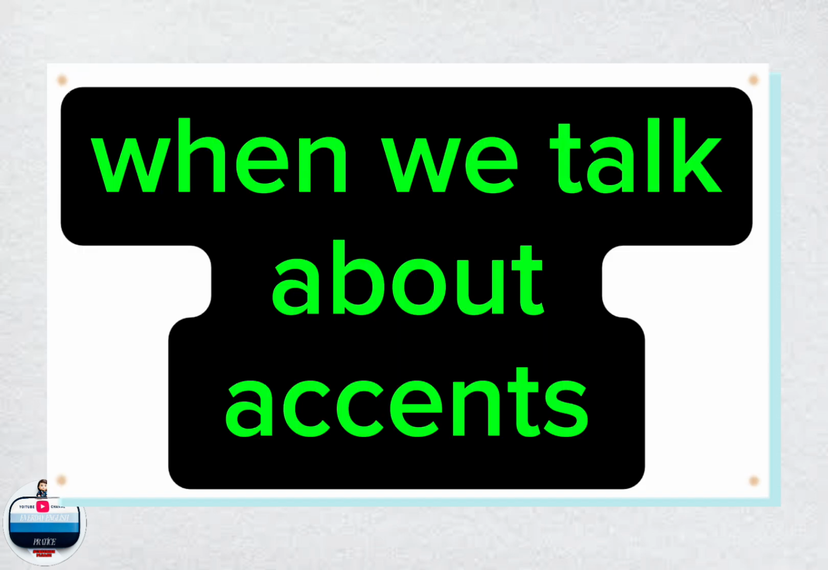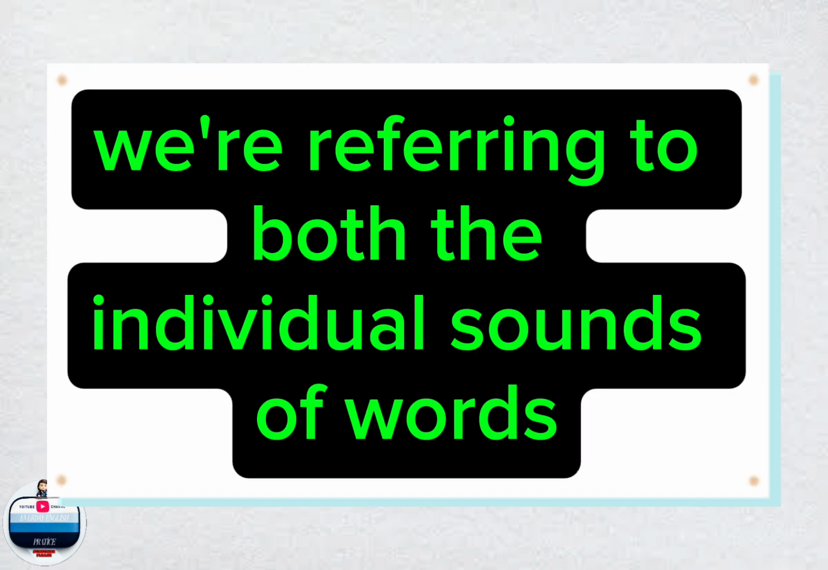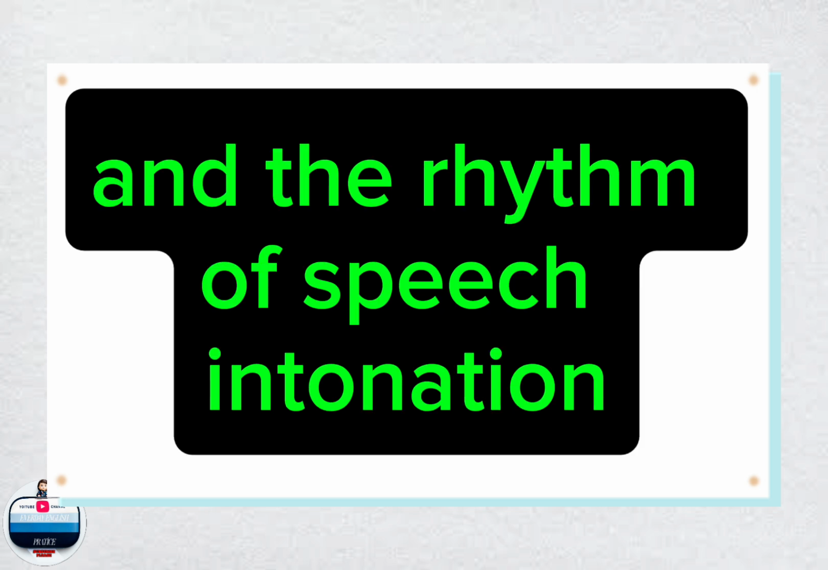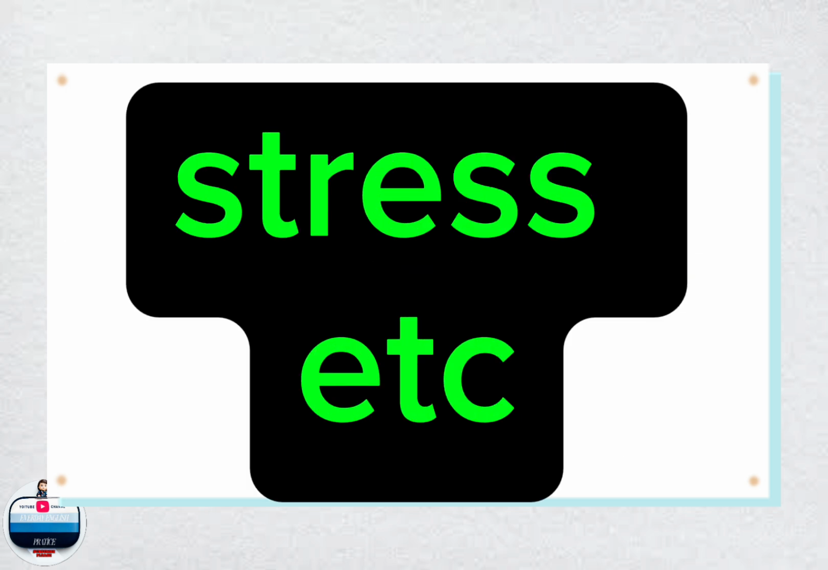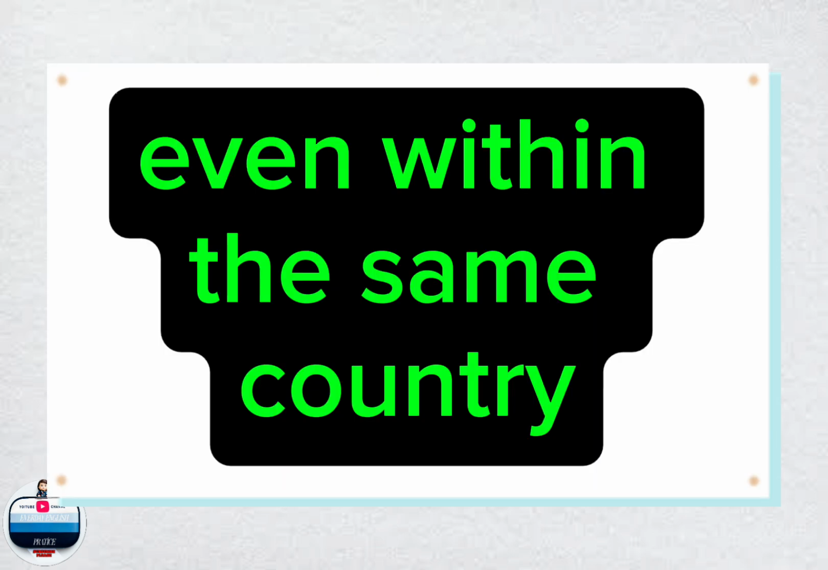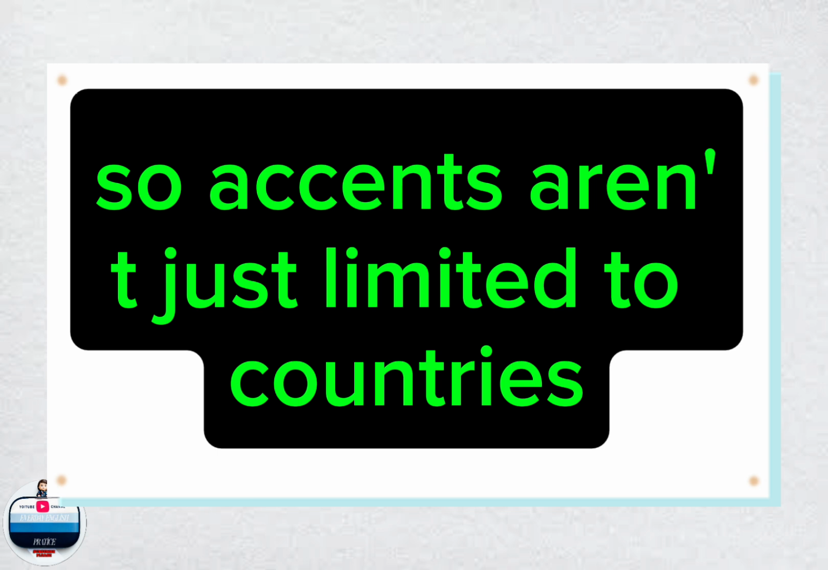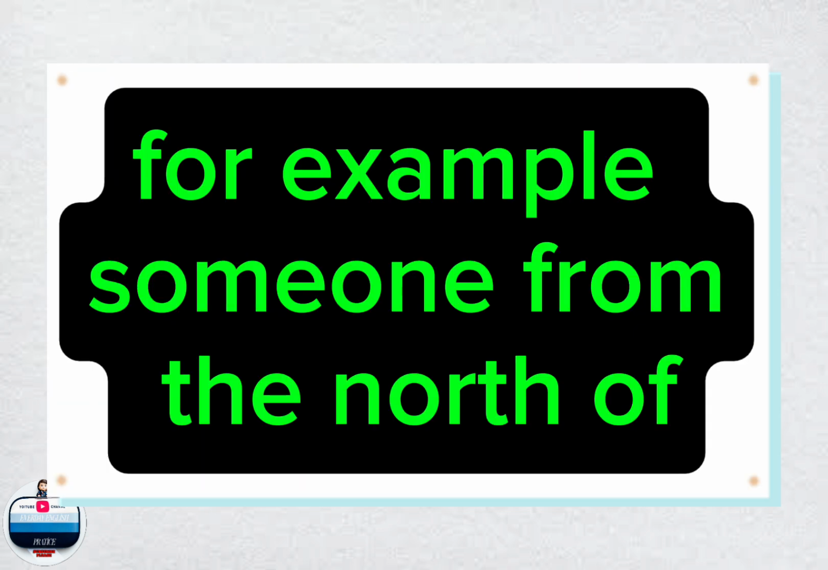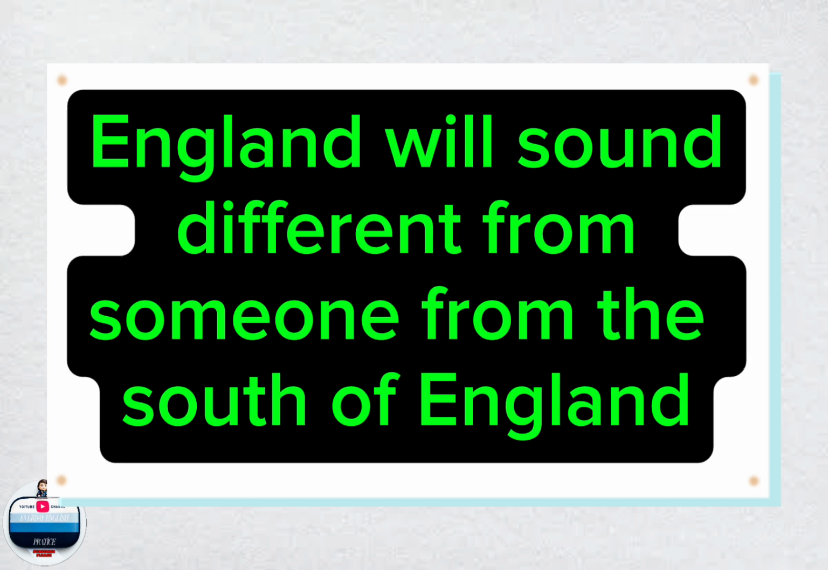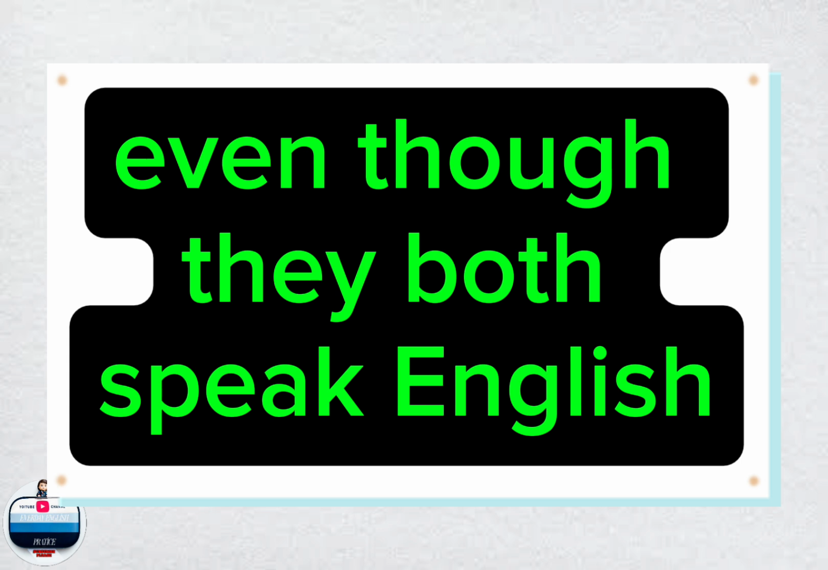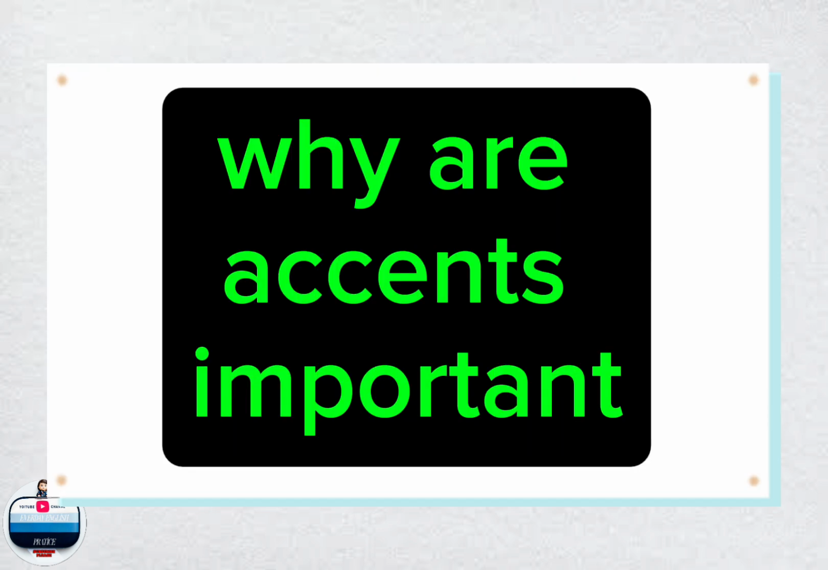When we talk about accents, we're referring to both the individual sounds of words, like vowels and consonants, and the rhythm of speech, intonation, stress, etc. Even within the same country, you can find various regional accents, so accents aren't just limited to countries. For example, someone from the north of England will sound different from someone from the south of England, even though they both speak English.